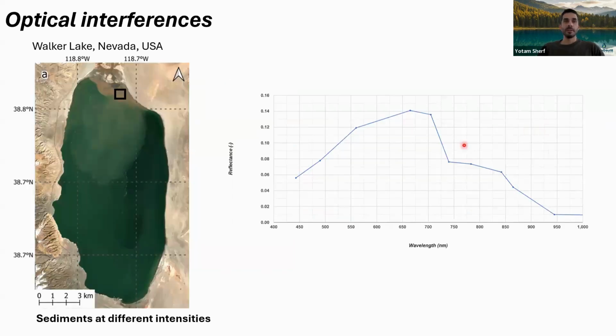You also have sediments. Now, sediments are a bit tricky, and they are very, very efficient chlorophyll-a maskers because they again have strong reflectance at the red edge. However, they also have strong reflectance in the green.